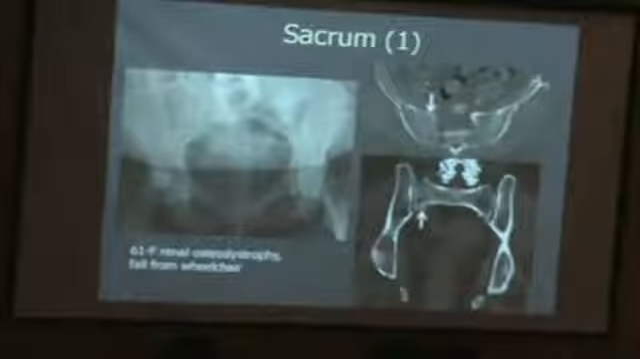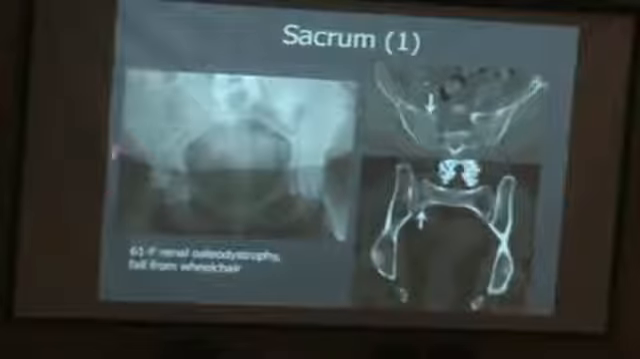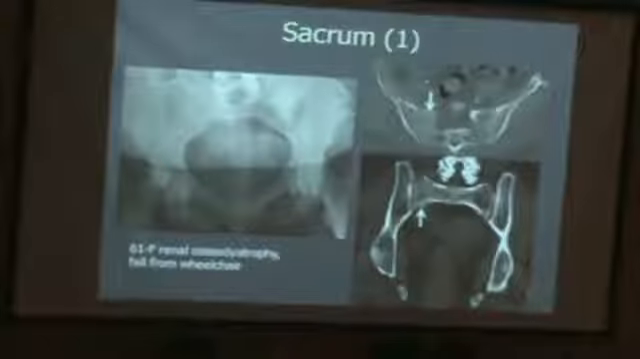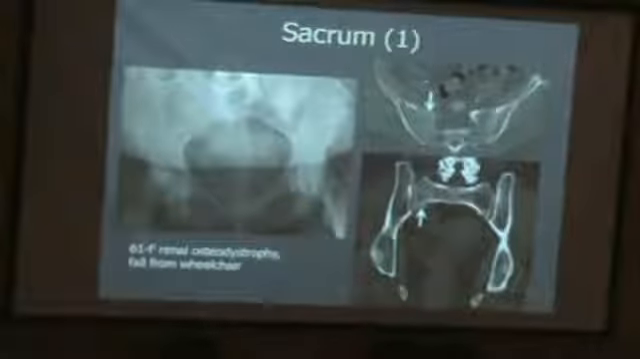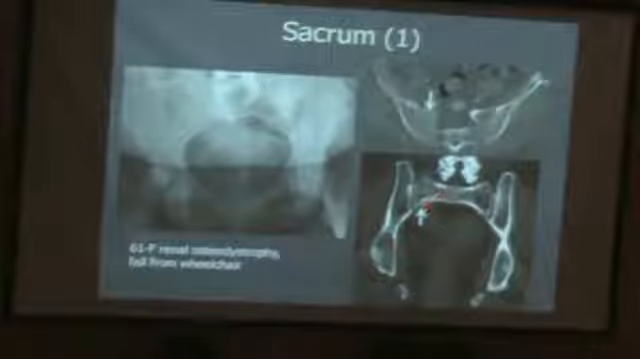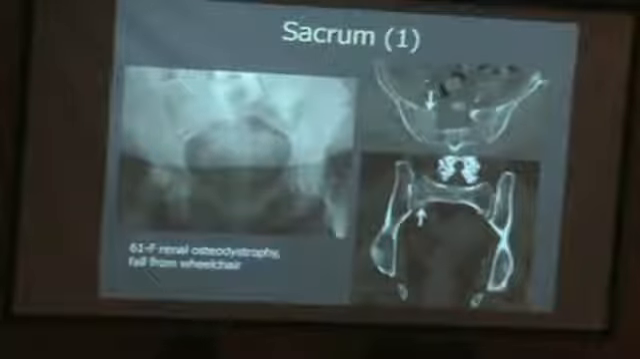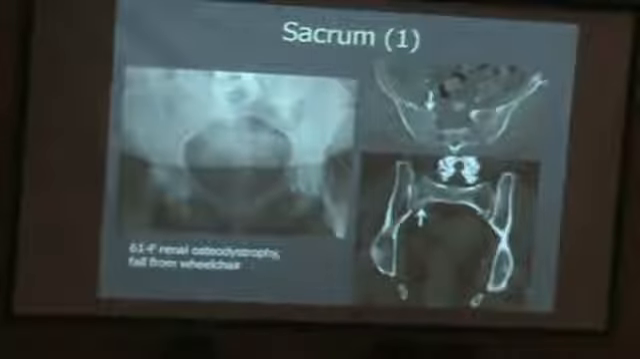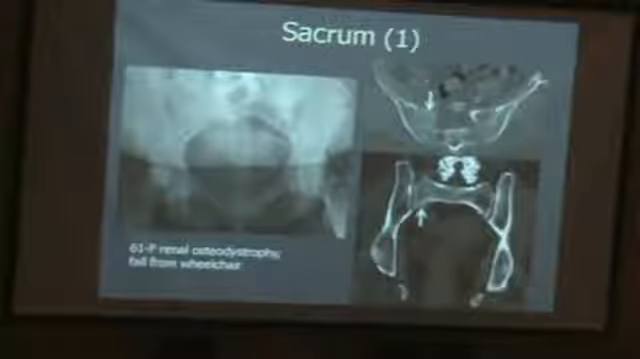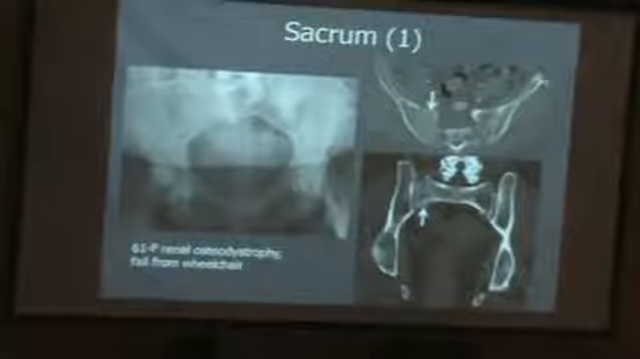A 61-year-old female, renal osteodystrophy, fall from the wheelchair. You may look at this forever. I will give you the image and a tweet here. Please look at it for 3 years if you want, and send me an email later on to let me know if you see something, because there is none. But when you look at the CT scan, you see that subtle fracture here on the coronal reconstruction and the axial images. You see a fine line of lucency on CT, which is of course the fracture. I don't think there is anybody who can see anything on the sacrum on the X-ray.